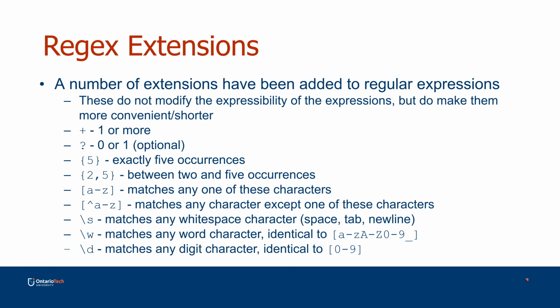And if we were to say 2 comma curly bracket, then that would mean at least 2. So this gives us a lot of flexibility in how many of a particular repetition we want to see.